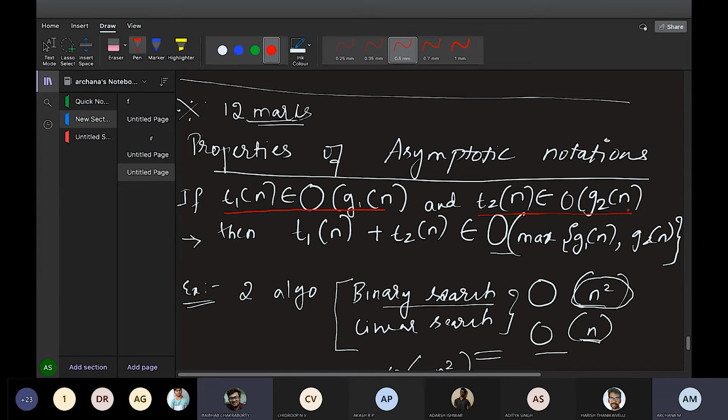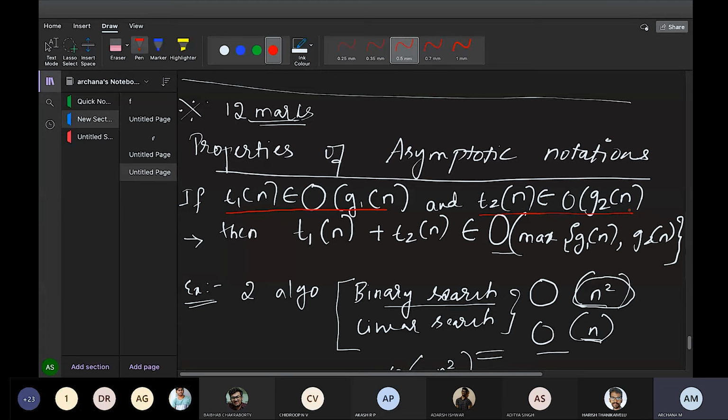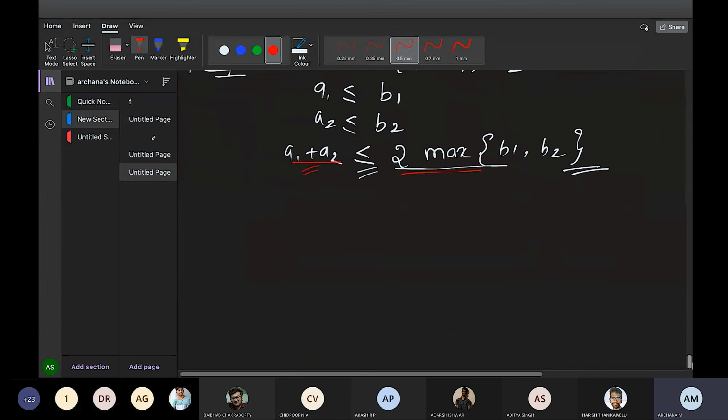Anyone? F of n equals big O of G of n. So f of n is less than, or it's not equal, it's less than or equal to, big O of G of n. That is a formula you people have to remember. When you have a big O, you have to write those formulas. Okay, that is very, very important. Remember those formulas which I explained in the beginning.